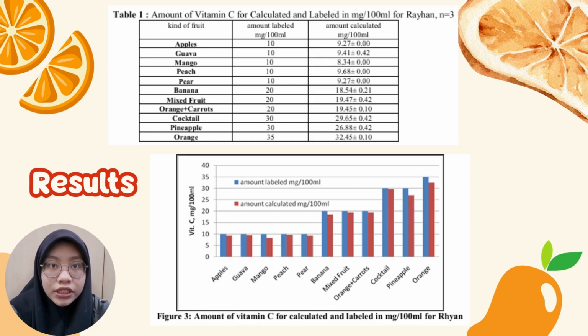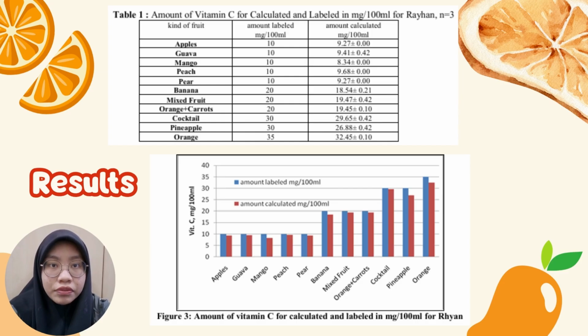This difference is expected because vitamin C is unstable and gradually degrades during storage, transportation, and exposure to oxygen, heat, and light. However, the differences were relatively small, indicating that the Raihan juices still retained most of their vitamin C content. As for the graph, it demonstrates that the experimental values closely follow the labeled values.